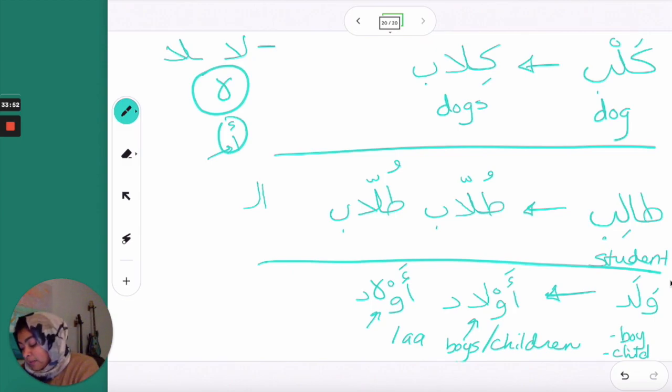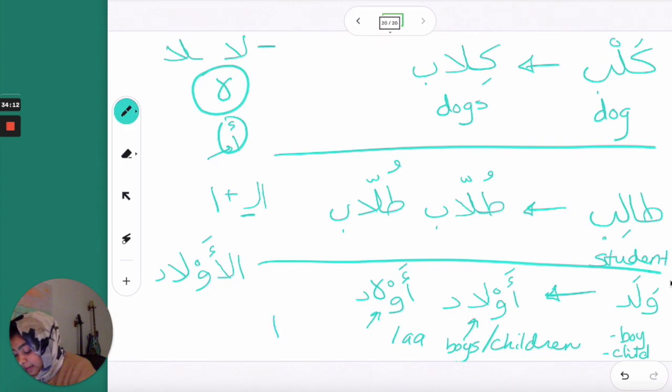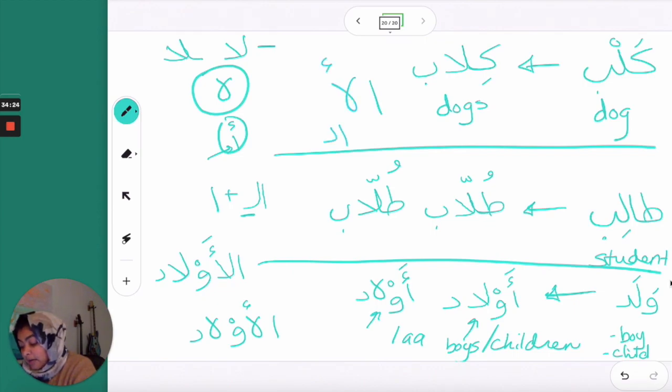So if I have a lam here and it's followed by an alif, how is it going to be written? So it's like this. We're going to put the alif inside of it like this. Al-awlad. The other way that you could write it is like this. Right? So you have multiple ways of doing it. So if you see this, it means it's alif lam plus an alif hamza.